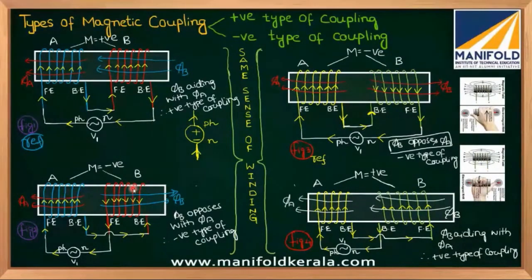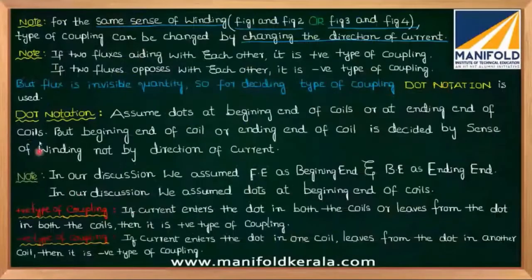Then I'm asking the question: if you are not able to see flux, how can you decide the type of coupling? Very simple, by using dot notation. That only I had given clearly here. Flux is an invisible quantity, so for deciding the type of coupling, dot notation is used.